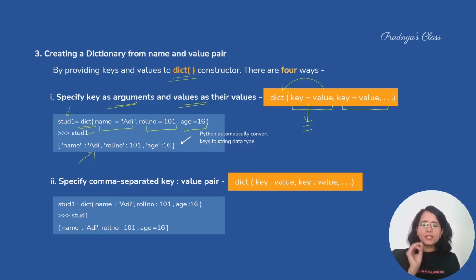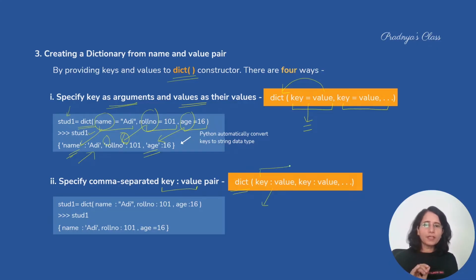When we use this type of method to create a dictionary, the keys will automatically convert to the string data type. So you can see here age was not a string type but it changed to string. Similarly, all the keys change to string because they are enclosed in single quotes. The second way of giving parameters to the dict constructor is we can give the key value pair, and here we are using colon for that.